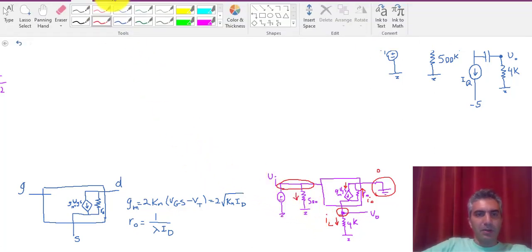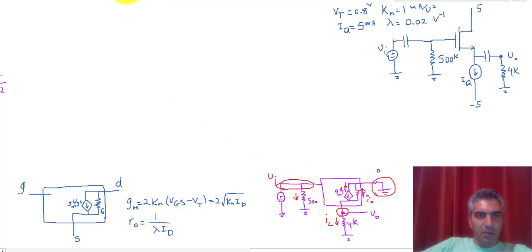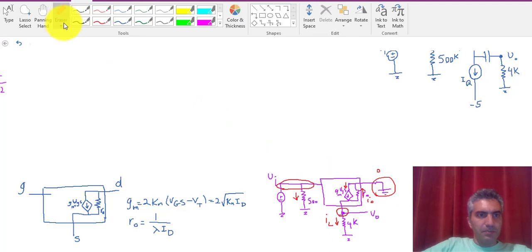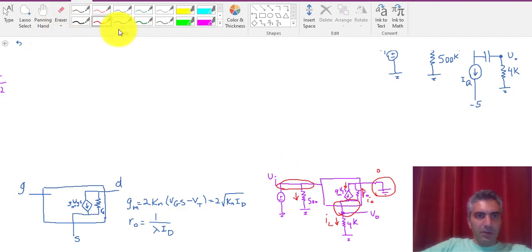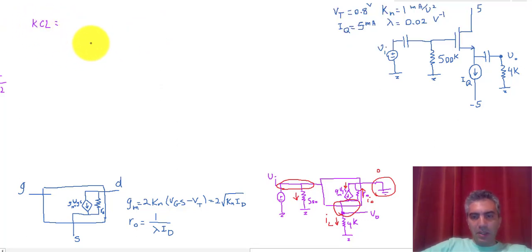So before doing anything, let's just make sure that we have a clear picture. When I chose this node, I could have done a better job, because this is all one node. This is all one node. Now therefore you can clearly see that I can write a KCL over there when I start writing the equations. So KCL for that node, and the only node that I need to write KCL for: we have GM VGS going into that node, and that's equal to IL plus I naught.